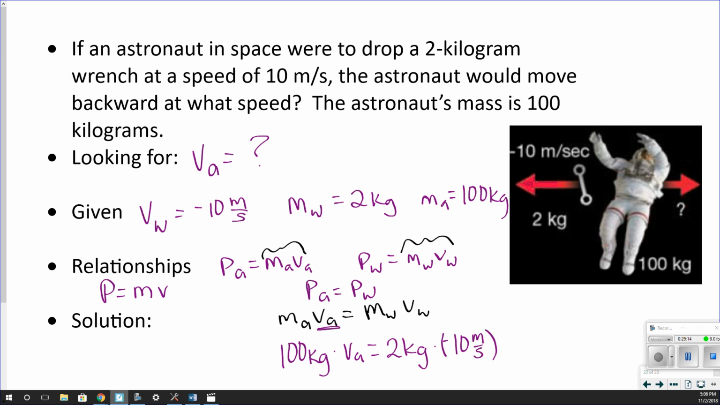Now, to get the velocity of my astronaut all by itself, I divide each side by 100 kilograms. That would cancel out there. My units for kilograms would cancel out. And I would end up with, I'm going to write it on the side because I ran out of room there, the velocity of my astronaut would be 0.2 meters per second.